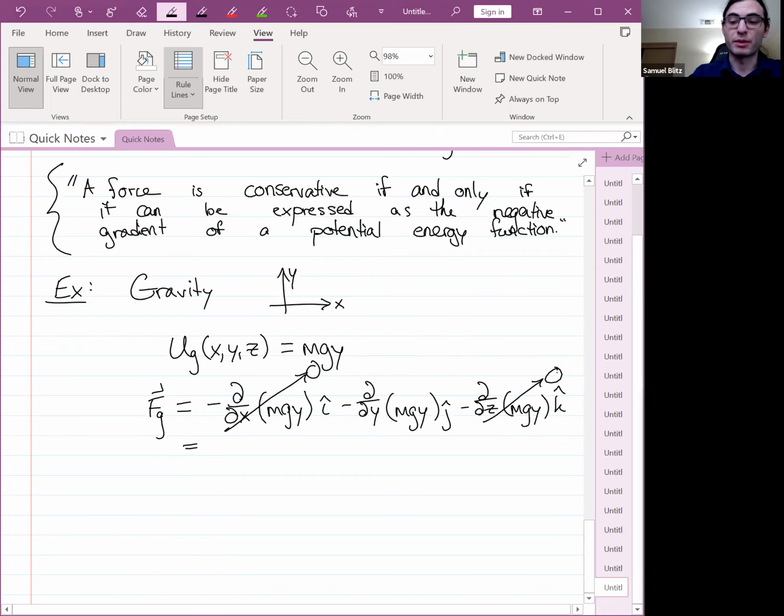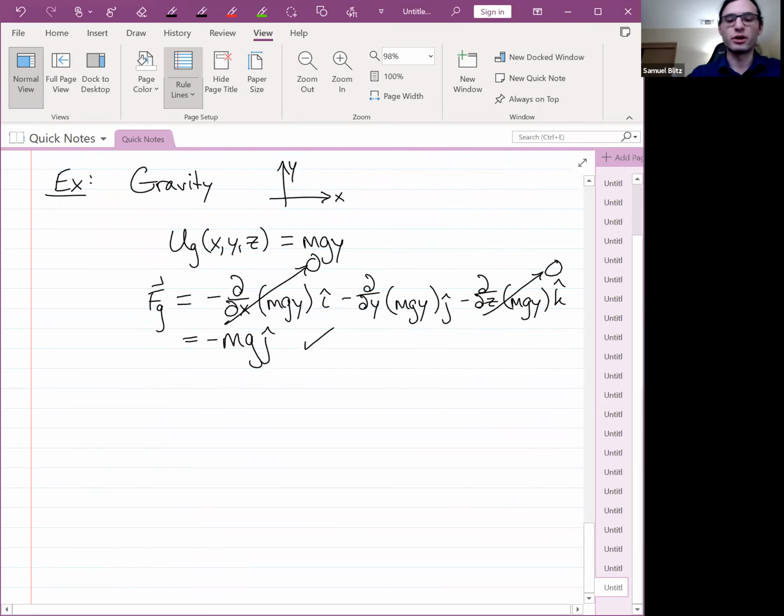Now let's look at this last term. Now we just treat x and z as if they were constants, and then we take the derivative with respect to y. In this case, there is no x and z, so we don't have to worry about that. And then we just take the derivative with respect to y as we normally do. So we get minus, what's the derivative of mgy with respect to y? It's just mg in the j hat direction. And this is precisely the force that we expect for gravity. It should be downwards in the y direction, and it should have magnitude mg, and this checks out.